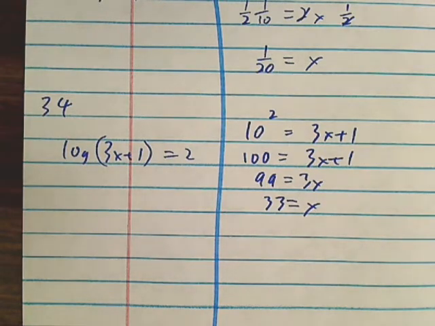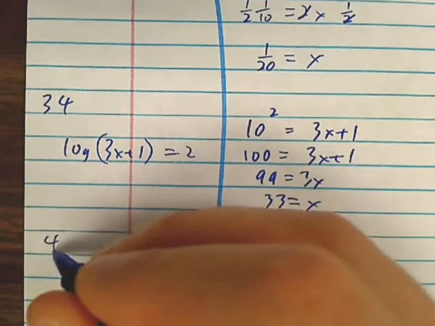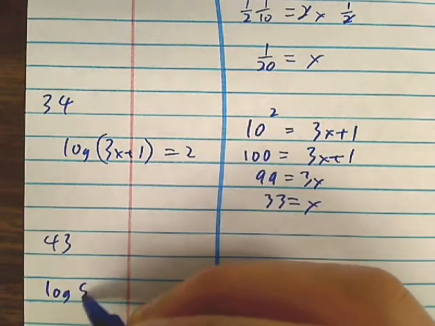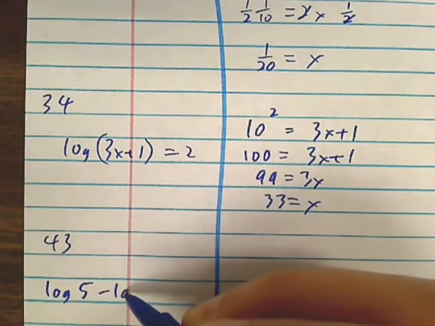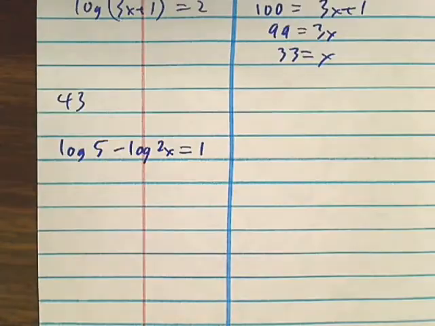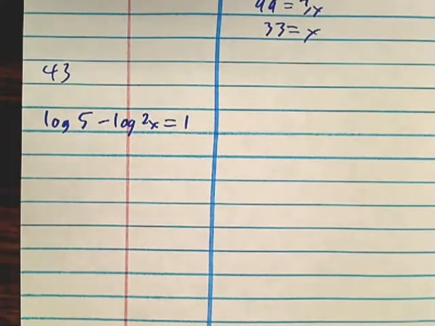Let's try one more together, number 43. Log 5 minus log 2x equals 1. And let me give you a hint. The first thing I'll need to do is combine these 2 together. Go ahead and try it.